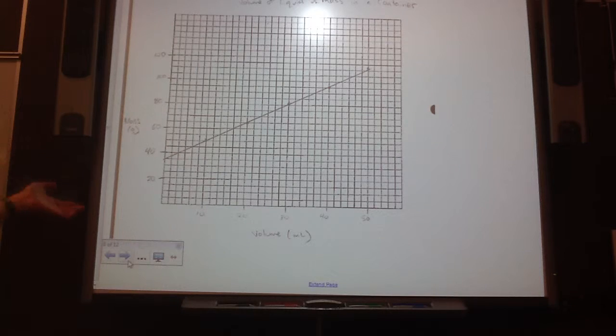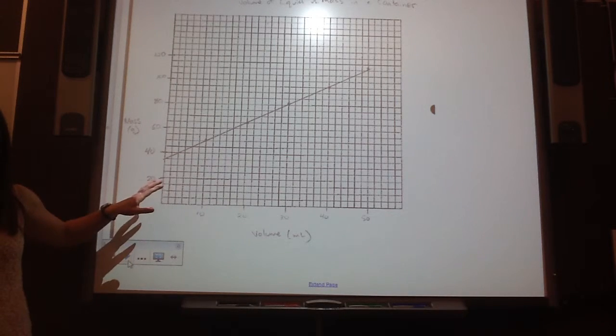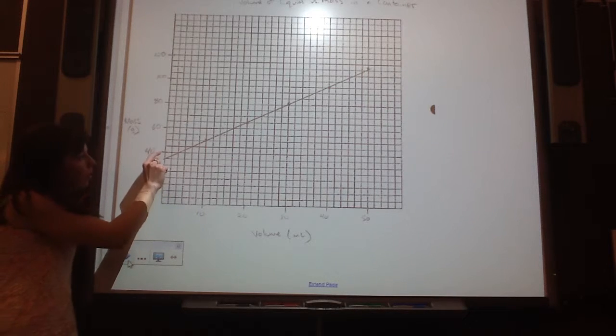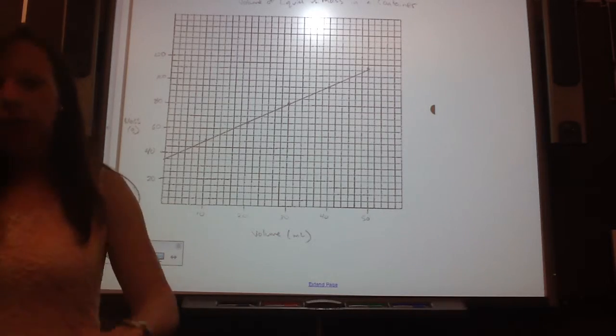Anyways, so that would be a good graph. If you went up by tens, that's fine too. Like if you went up 10, 20, 30, 40, or by 5s, that's fine. As long as it fit and it went by equal increments, whatever you choose is good. If you had something different than mine, that's fine.